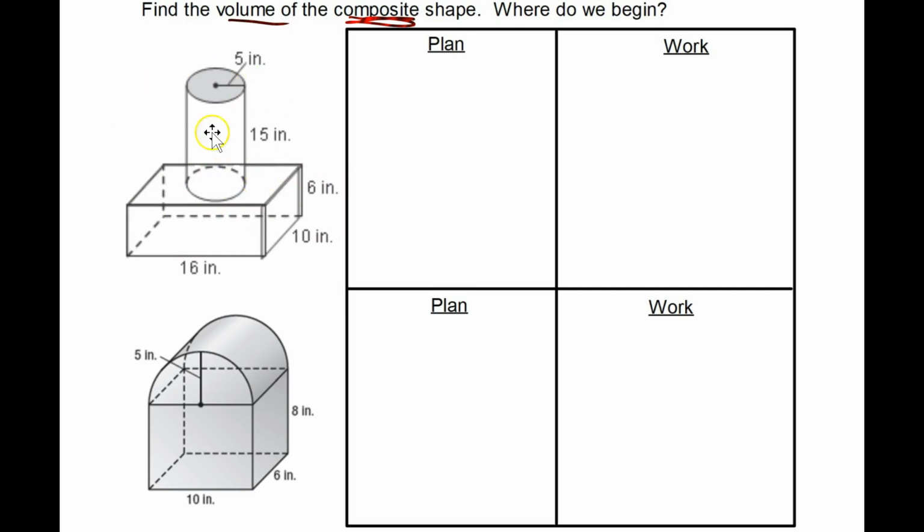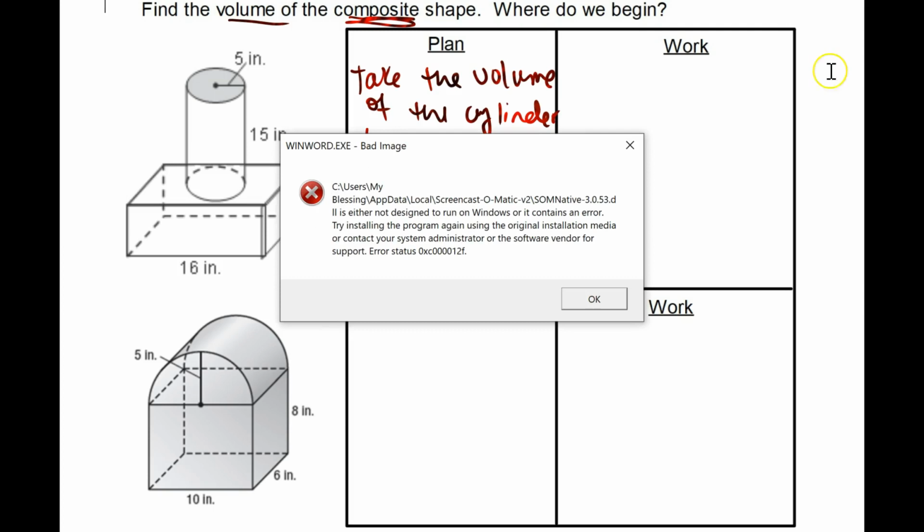So if I'm going to find the volume of the entire thing, what would be my plan? Think about it real quick. How do I find the total volume of this shape? I know somebody said it. I can hear Zaria. She said, take the volume of the cylinder and add.